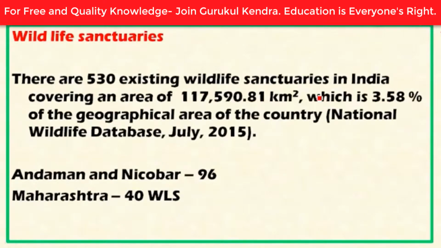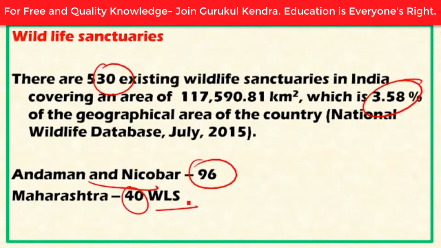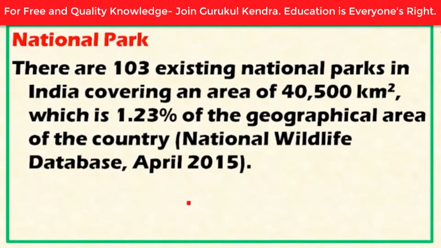Now let's look at the wildlife sanctuaries. We have 530 existing wildlife sanctuaries in India. This accounts for 3.58% of the geographical area of the country. Andaman and Nicobar accounts for the highest number of wildlife sanctuaries, that is 96 wildlife sanctuaries in the Andaman and Nicobar Islands. Among the states, Maharashtra has the highest number, with 40 wildlife sanctuaries. Please refer to the list. I'm not going to include details of individual wildlife sanctuaries.